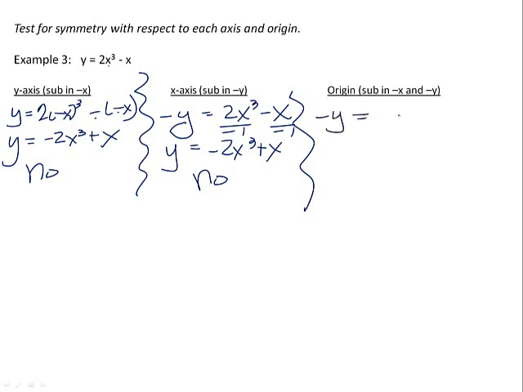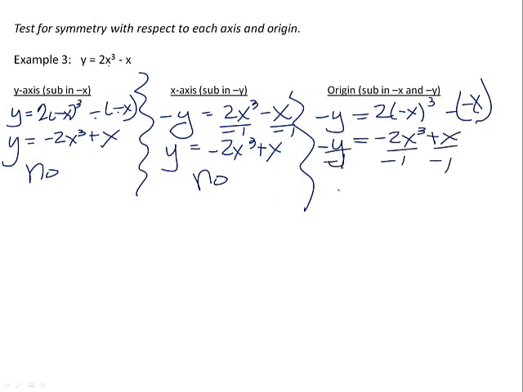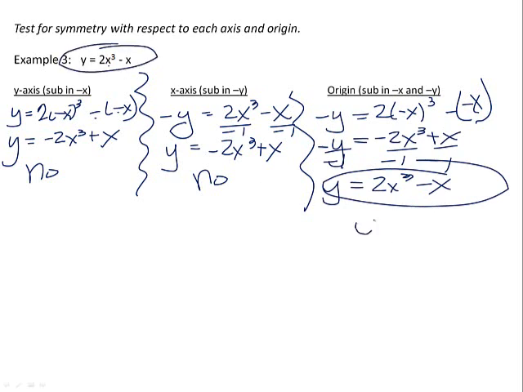So negative y equals 2 times negative x cubed minus negative x. Okay, let's see what happens. I'm going to try to simplify that side first. So I know the cube's going to keep it a negative, so negative 2x cubed. Double negative is going to go positive. And now I'm going to divide everything by negative 1. So I've got 2x cubed minus x. And what do you know? We got the original equation back. So I do, on this particular one, have origin symmetry.